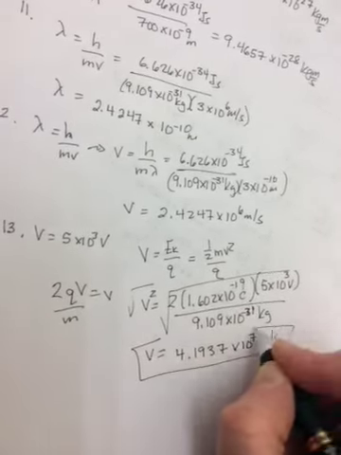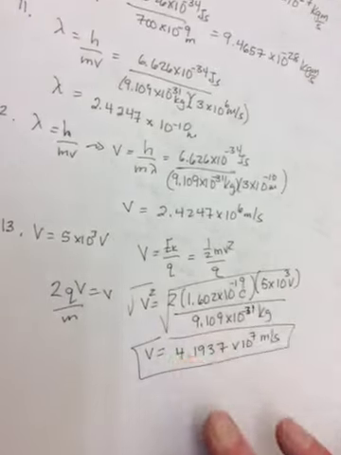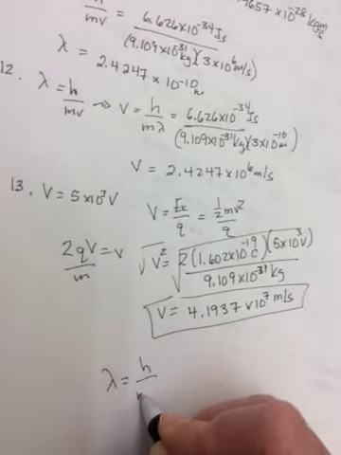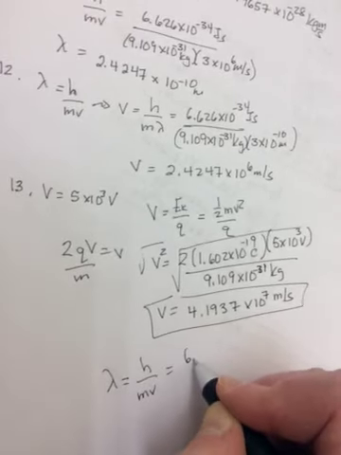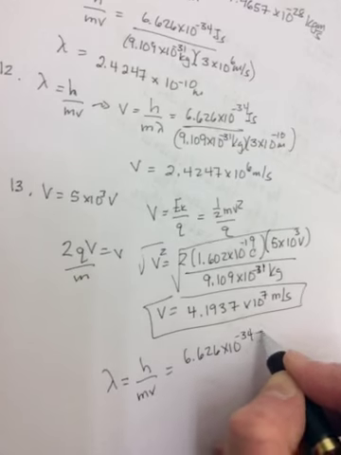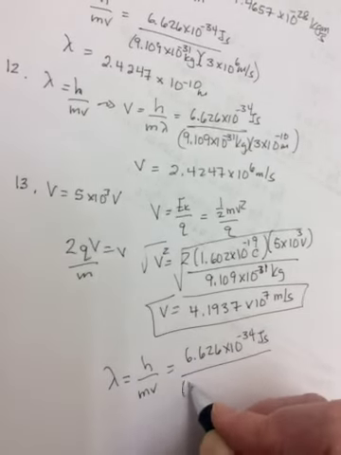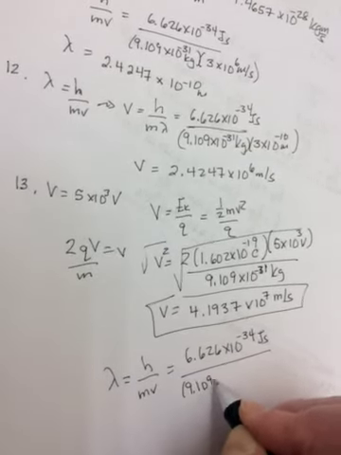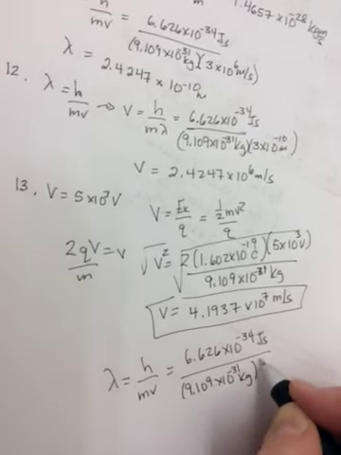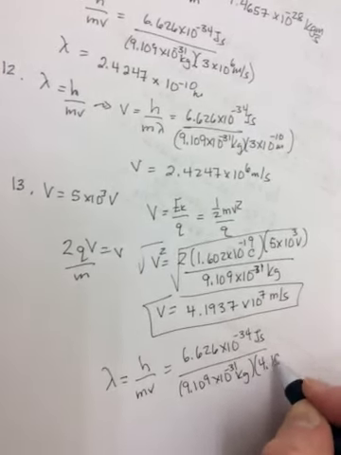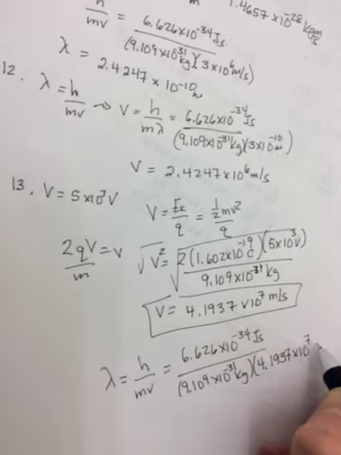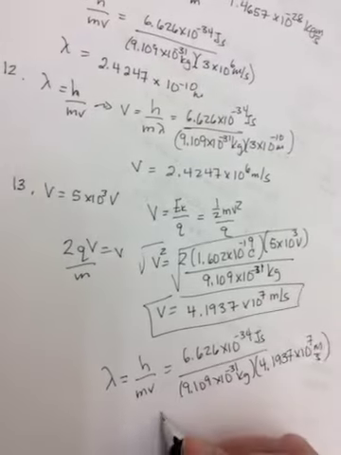That's part A. And part B wants to know what wavelength is associated with this. So lambda equals h over mv. So 6.626 to the negative 34 joule seconds divided by 9.109 times 10 to the negative 31 kilograms times the speed you just found, 4.1937 times 10 to the 7th meters per second.